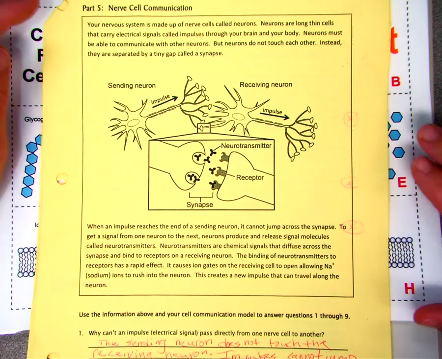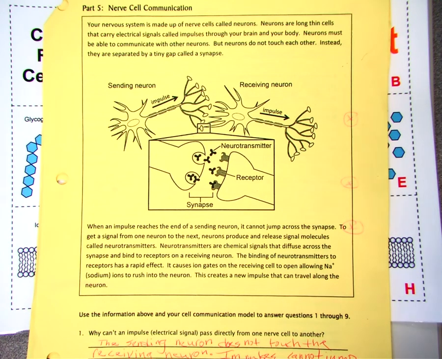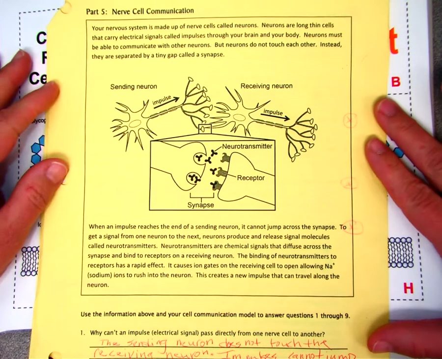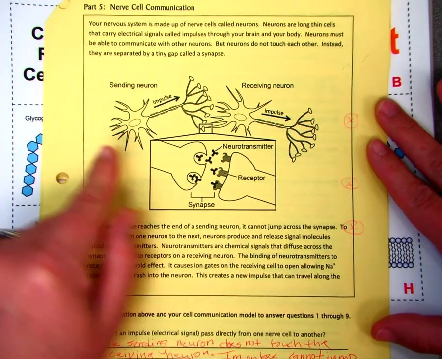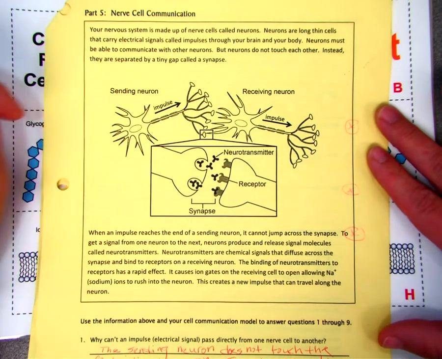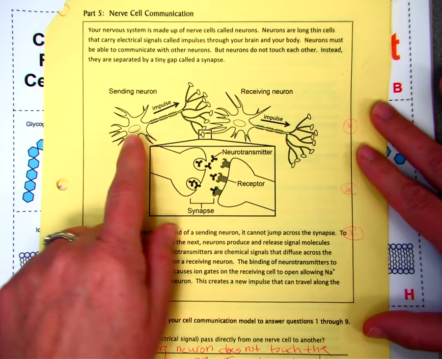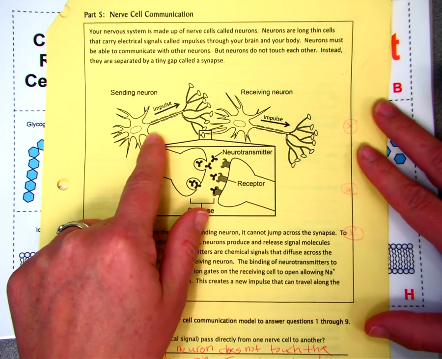Okay, so this is part 5, nerve cell communication lab video. So we're talking about cell communication, but take a look at these cells. These are nerve cells. You have not seen anything like this yet. The cells we have been looking at are round, oval, with the rectangular plant cells. Well, this is the shape of a nerve cell.